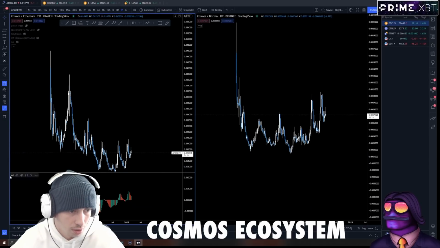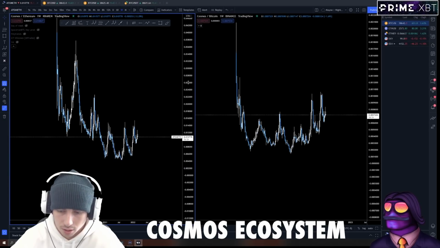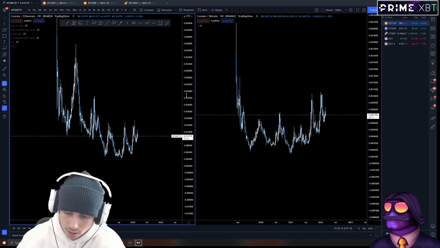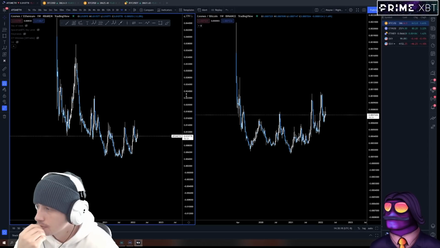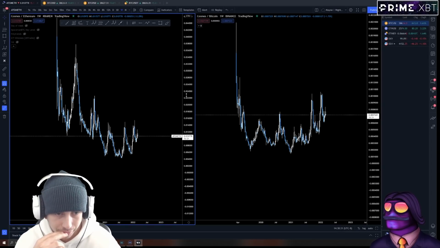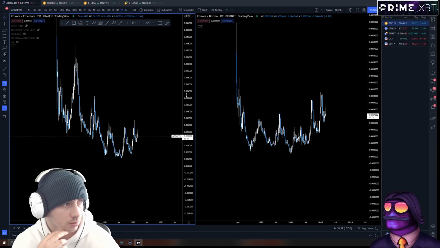When I see both of these charts from a weekly perspective, both Atom BTC and Atom ETH, I feel more positive about Atom and Cosmos as a whole. It's been a very, very strong ecosystem. Not many people know about the Cosmos ecosystem still. Not many people play things on there. It has some exceptional apps on there.